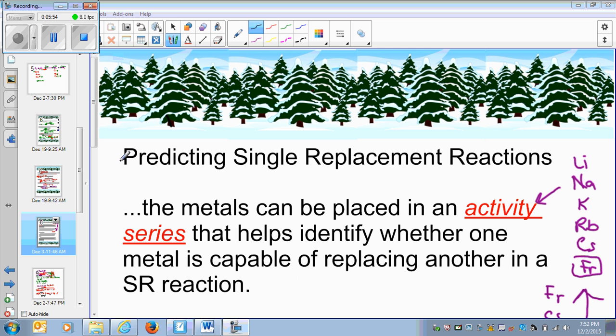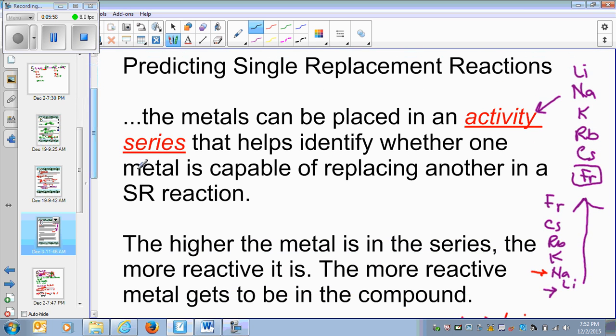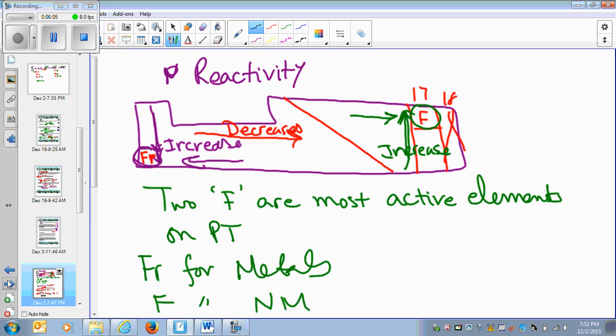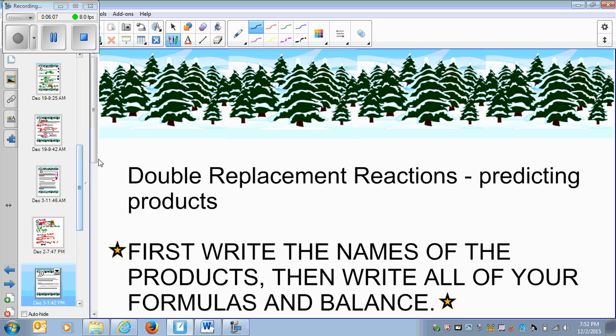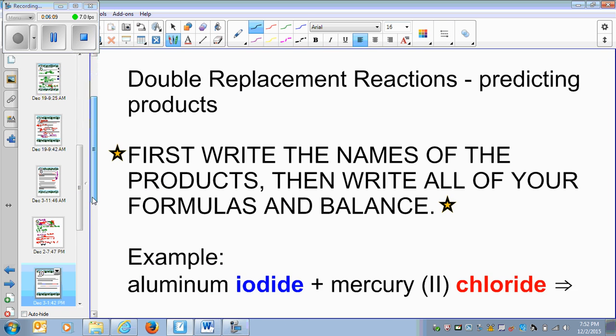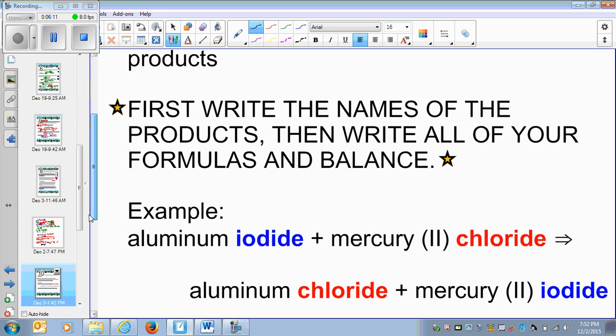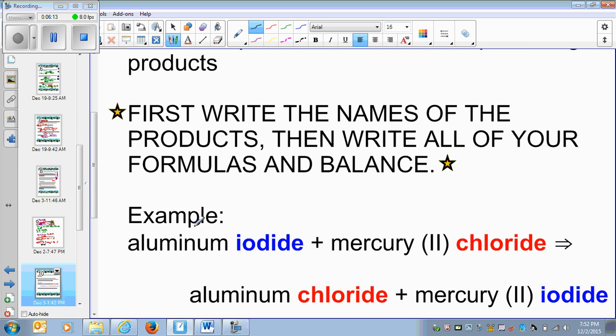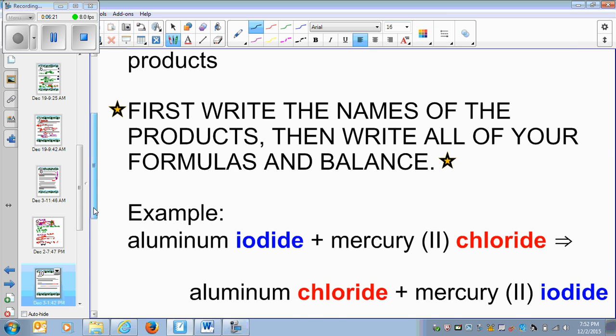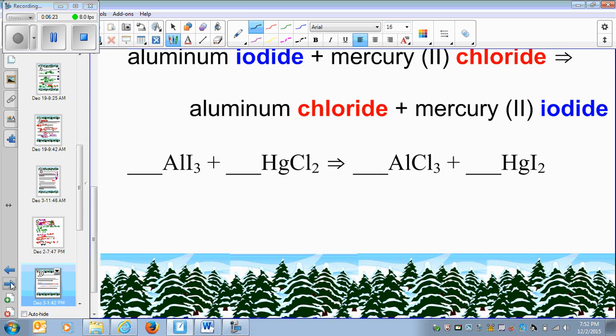All right, so in this video, we talked about predicting single displacement reactions, and I told you we have to check with the activity series before you decide whether the reaction will happen or not. Let's talk about double displacement reactions. How do you predict the products on the double displacement reaction? So you have the equation that aluminum iodide and mercury 2 chloride, and then there is nothing on the other end.